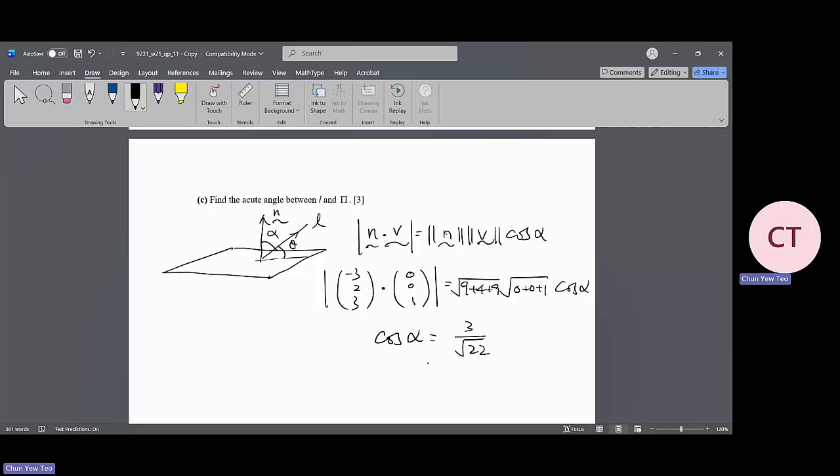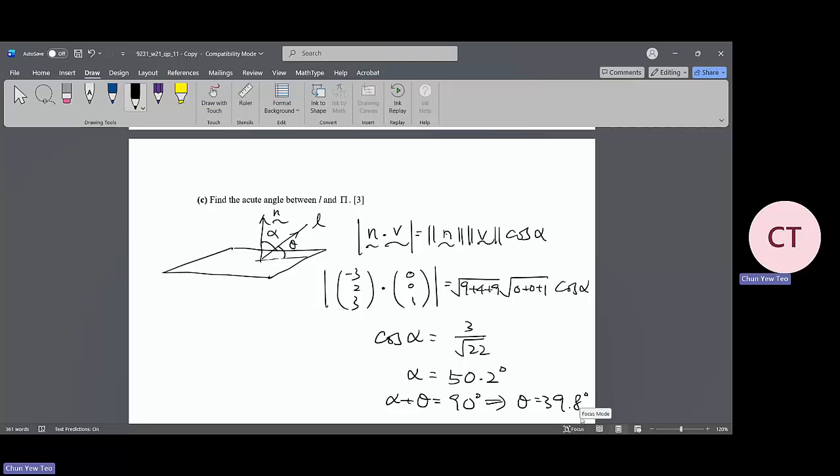Okay, so you just go and find the angle. Your alpha will be 50.2 degrees. So your alpha plus theta is equal to 90 degrees. Therefore your theta is 39.8 degrees. That will be the answer for number 5C.